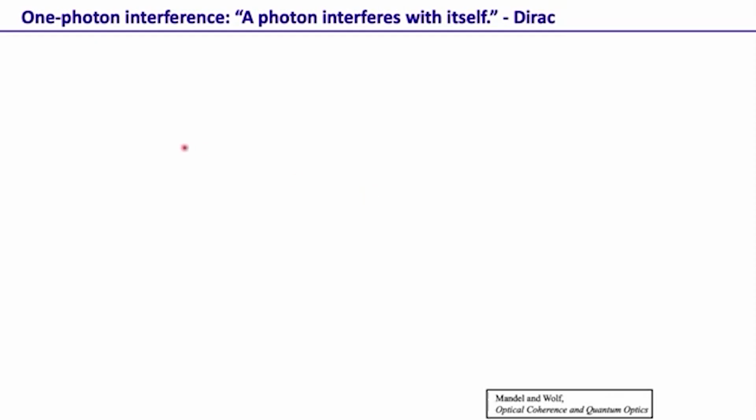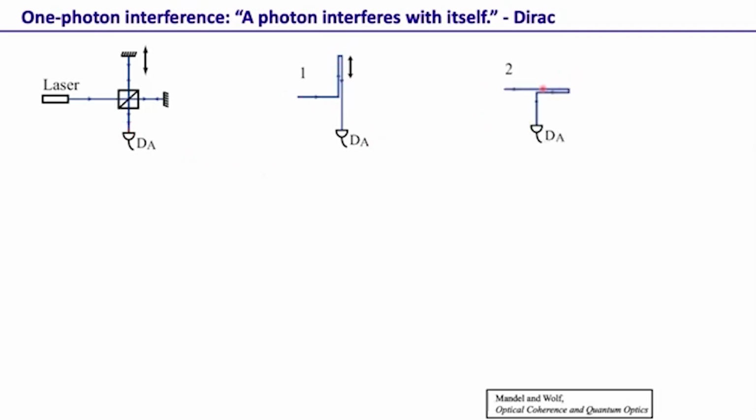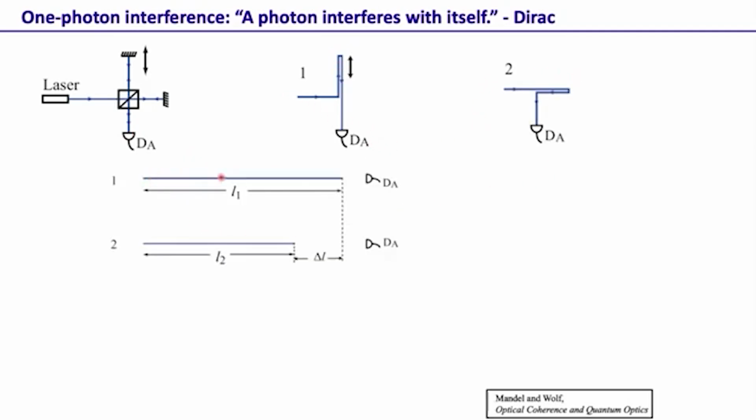Before that, let's look at the way we intuitively understand one photon interference, and that is always by this very famous statement by Dirac, that a photon interferes with itself. So let's take this example of a Michelson interferometer. In the interferometer, we have a photon starting from a laser and getting to the detector. It can go to the detector in two different ways. One is by this, another one is by that. We can write these two in the unfolded manner, and their path length difference is delta L.